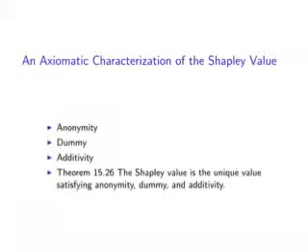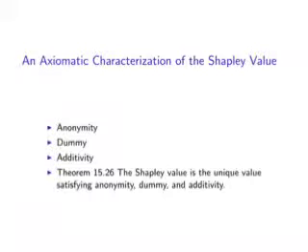The third property is called additivity. That is, for every two cost functions C1 and C2, phi of C1 plus C2 is equal to phi of C1 plus phi of C2, where C1 plus C2 is the cost function defined by C1 plus C2 of S equals C1 of S plus C2 of S. So Theorem 15.26: the Shapley value is the unique value satisfying anonymity, dummy, and additivity.